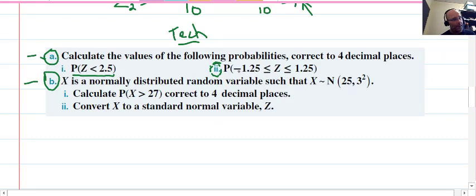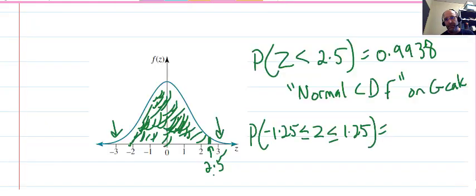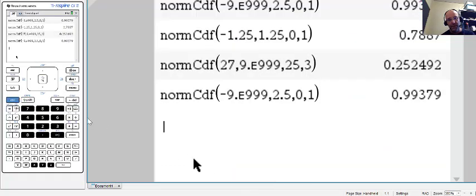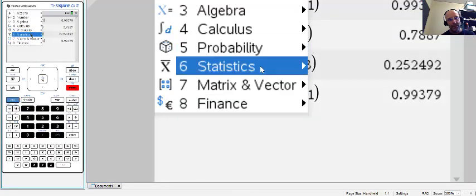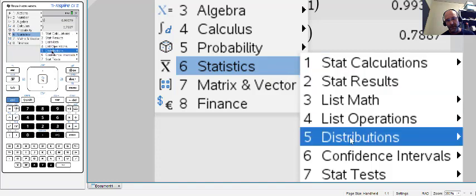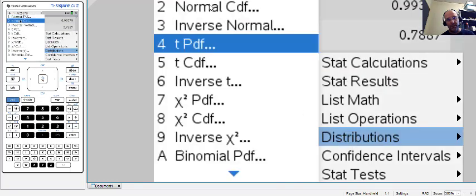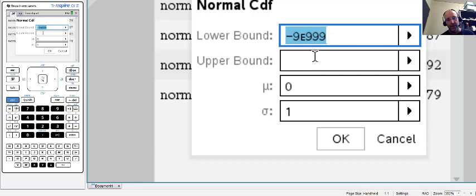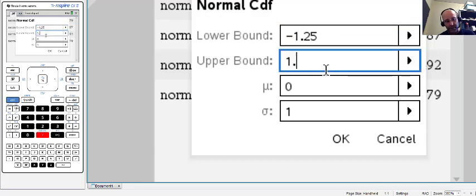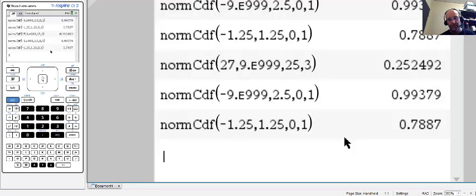Next question is the probability that a score lies between negative 1.25 and 1.25 inclusive. So we're looking at z-scores again. We're going to use the graphics calculator again, but with a slight difference here. So again we go menu, statistics, distributions, normal CDF, and we are going from negative 1.25 up to 1.25, and it's a z-score again, and we get 0.7887, so that's the answer to that one.